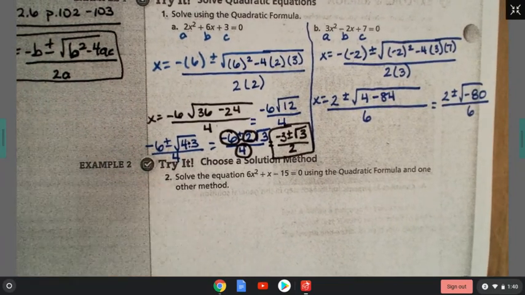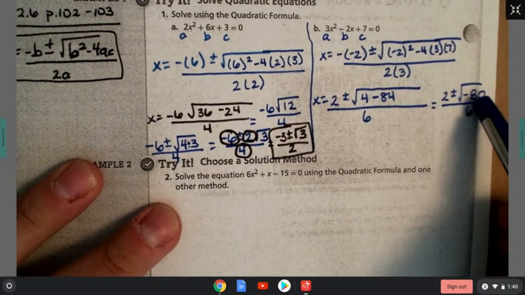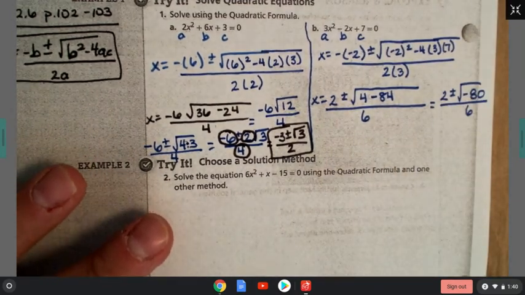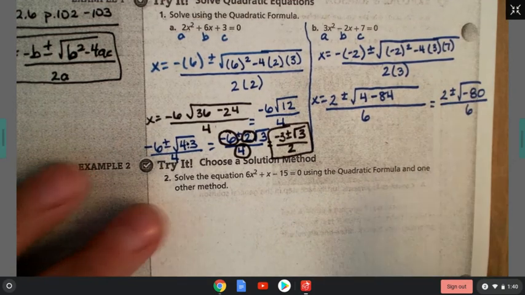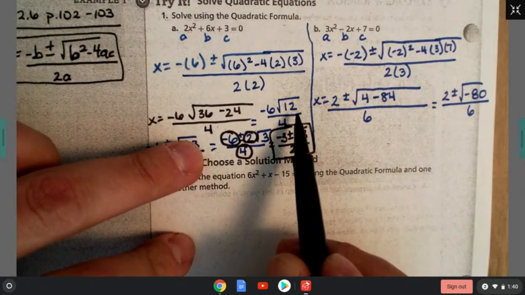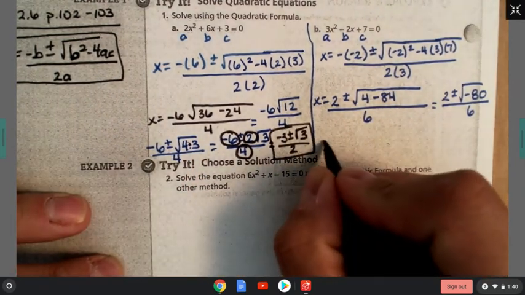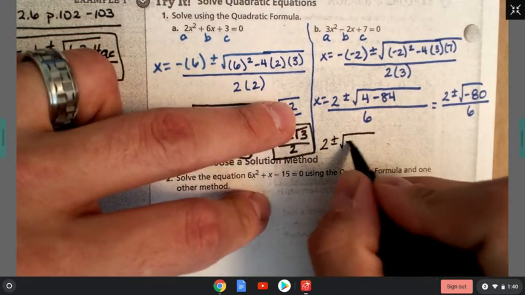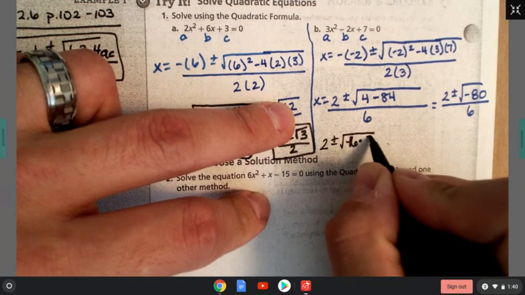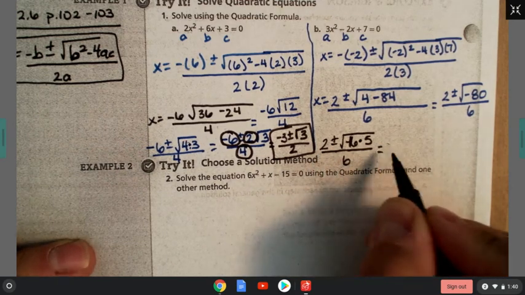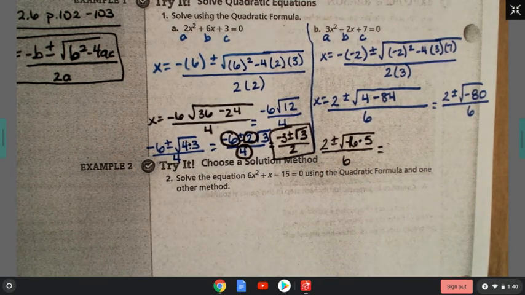And this is what we talked about in section 2.4. Notice there's a negative underneath the square root. So that means when we're done, our answer has to have an i in it. There must be an i because there's a negative under the square root. So we're going to do 80 just like we did 12. Let's try to split it up. Negative 80 is the same thing as negative 16 times 5.